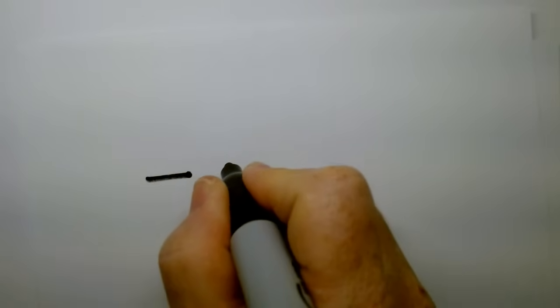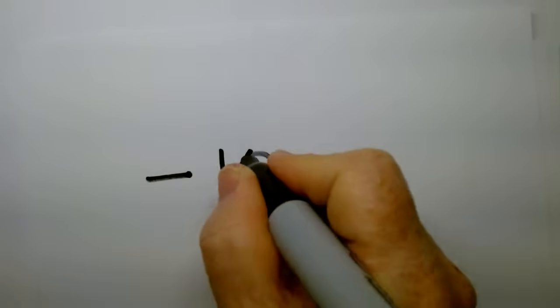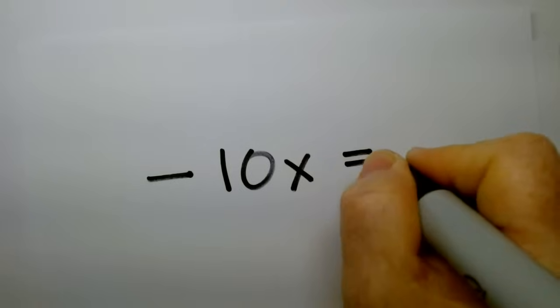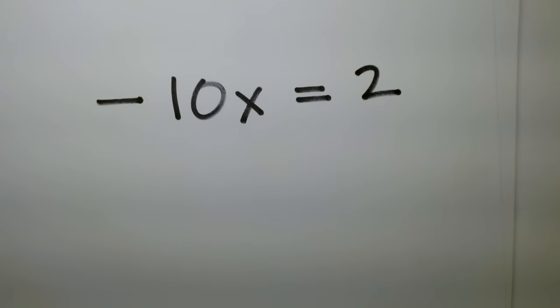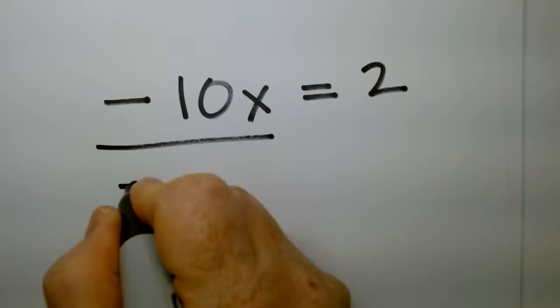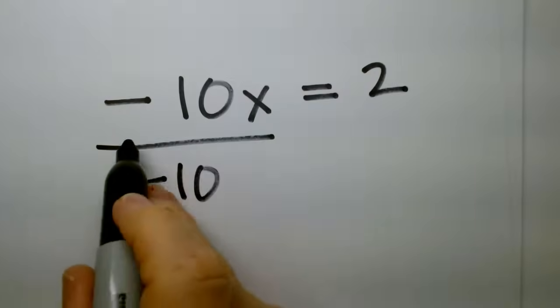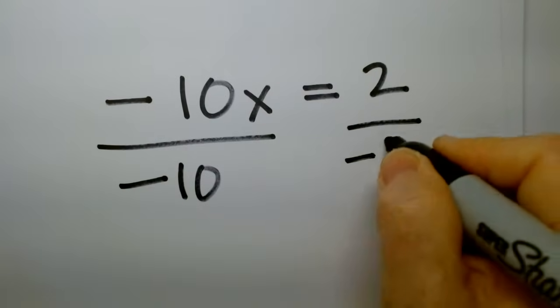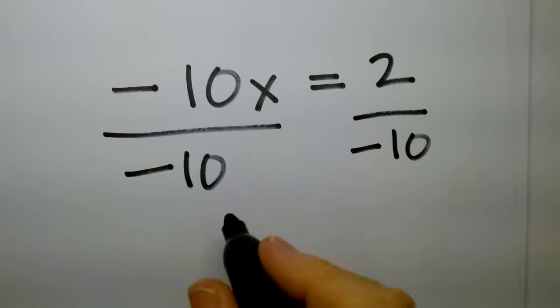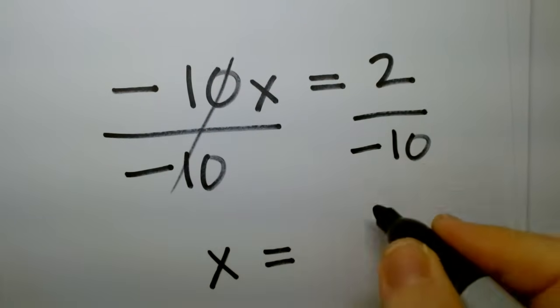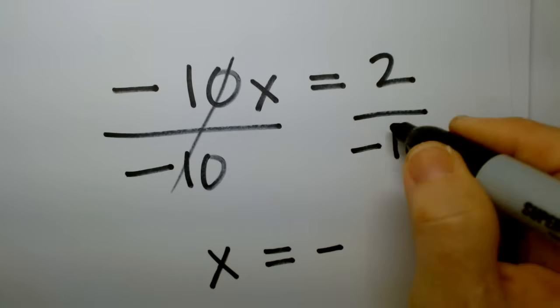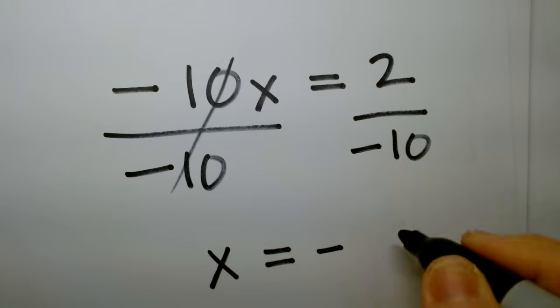All right, let's try another one. How about this? What if we have negative 10x equals 2? What do we do there? Well, we divide by negative 10. So whatever's in front, including the minus sign, goes over here. See that? This will go to positive 1, which is what we want. Negative, there's only one of them, so it stays outside, odd number. 2 over 10 reduces to 1/5.